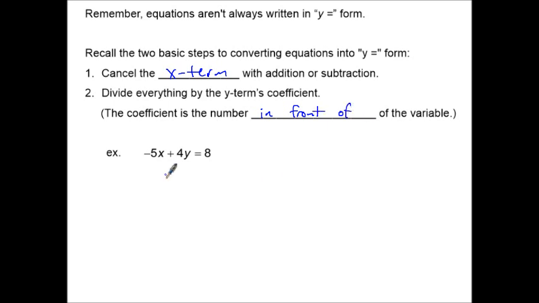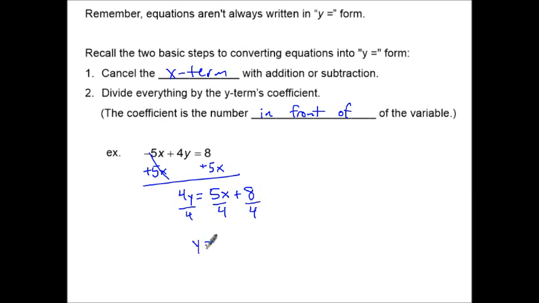Okay, so moving on to this guy, I've got a negative 5x plus 4y equals 8. So again, I'm going to cancel out that x term. In this case, since he's negative, I'm going to have to use addition to get rid of him. So positive 5x on both sides. And again, make sure you don't combine like terms when they're not supposed to be combined. So I've got an 8 and a 5x. Since he's got an x and the other guy doesn't, I can't put them together into a 13 or anything like that. And now at this point, I've got to divide by the 4.